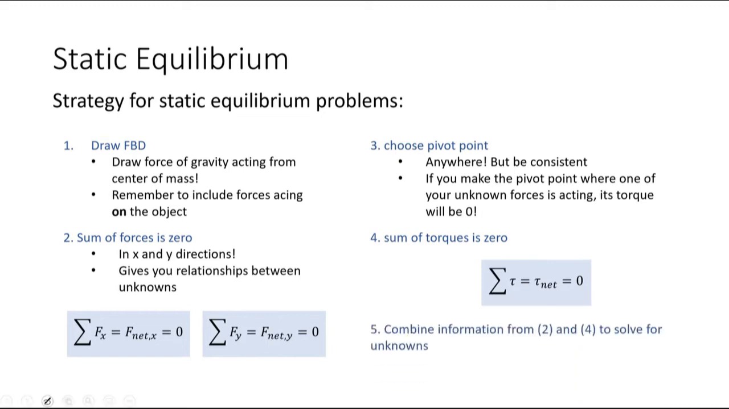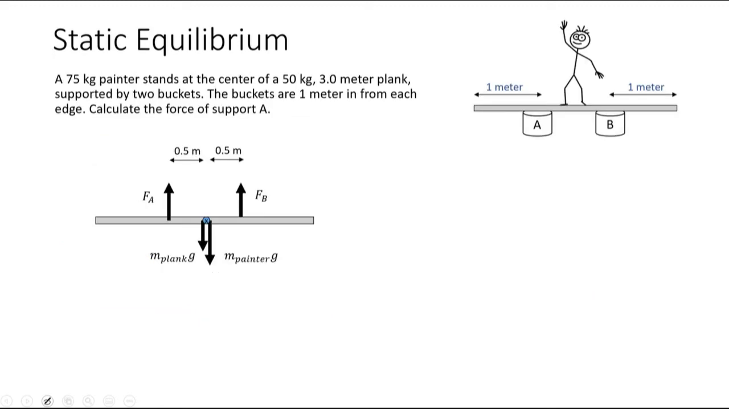Okay, so then the last step, once we have the fact that the sum of the forces is equal to 0 in both the x and y directions, and the sum of the torques is equal to 0, then we're going to get a bunch of relationships that relate things we know and things we don't know, and hopefully we're going to be able to solve for the thing we don't know that we're looking for. We will, I promise. Okay, so let's do an example.